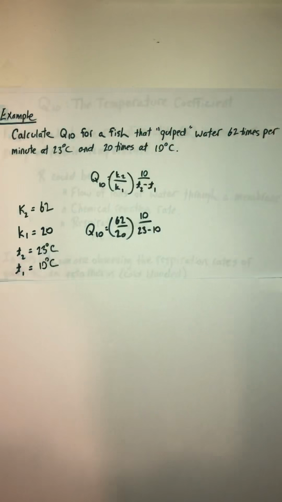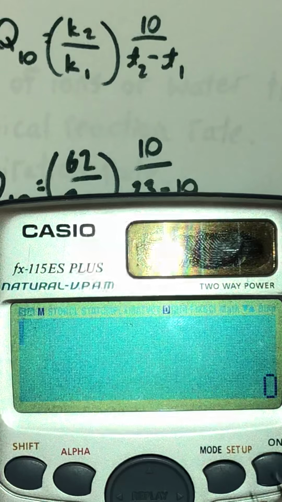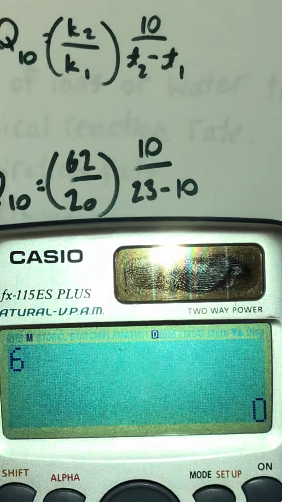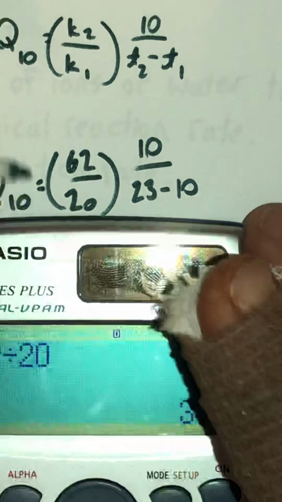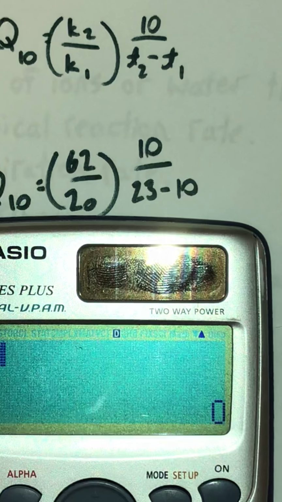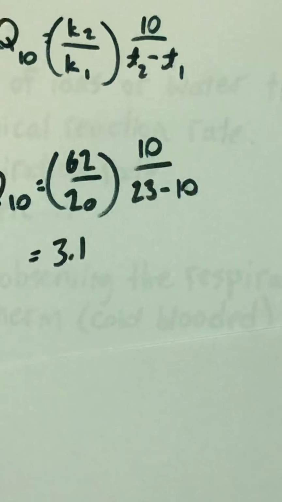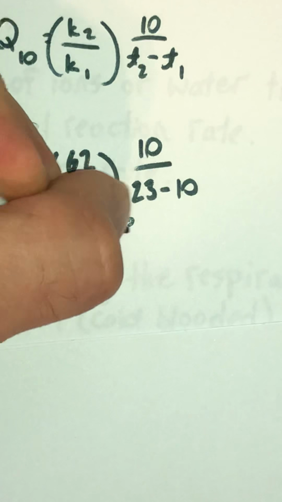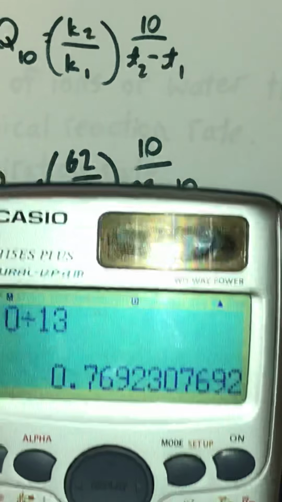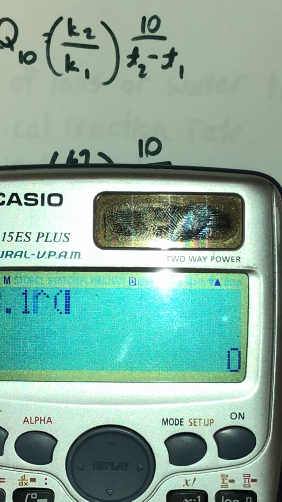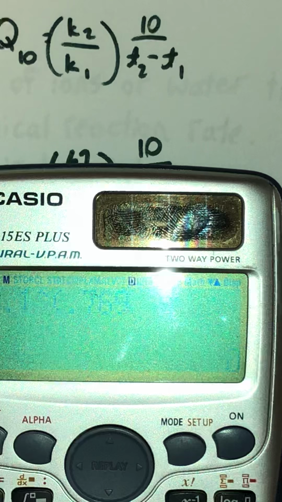Okay, so here's what that looks like. So if we do 62 divided by 20, we're at 3.1, and 10 divided by 23 minus 10 is 13, so 10 divided by 13. So we're at the power of 0.769. So we have 3.1 to the power of 0.769. So there's our Q10, 2.39 if we rounded.